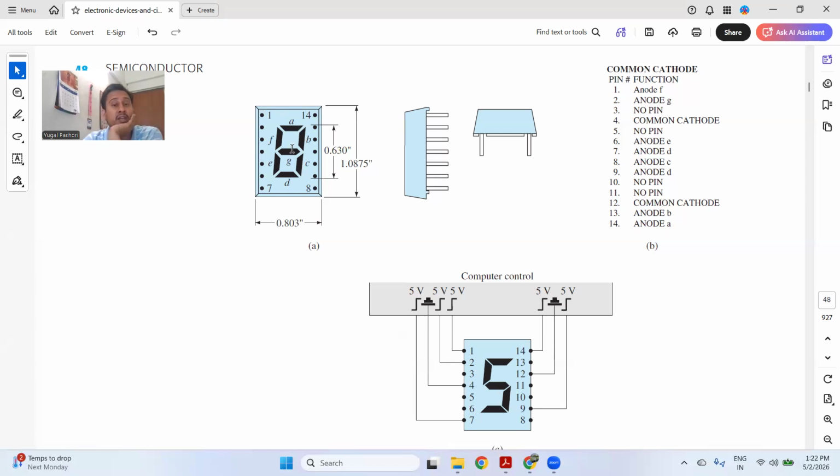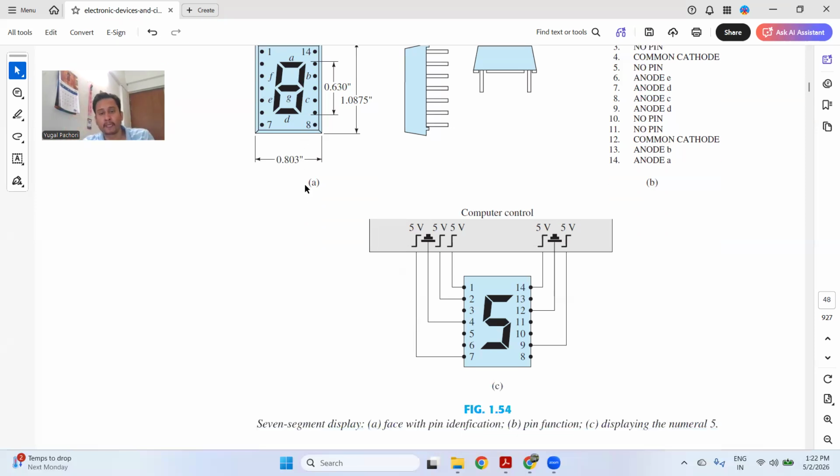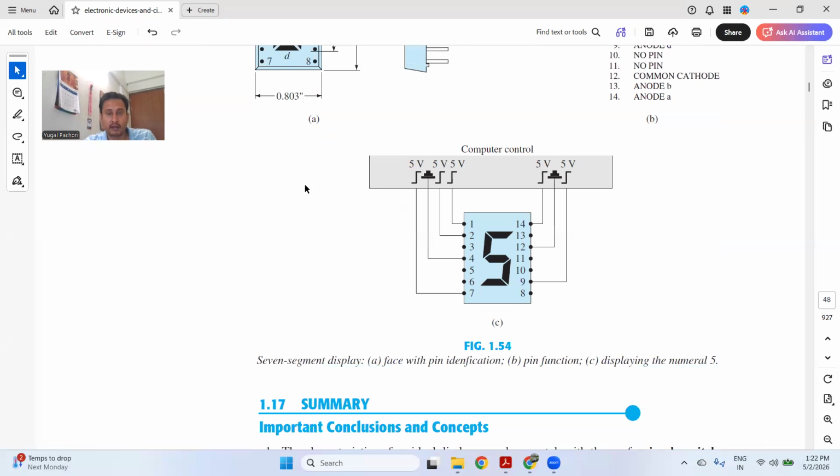So how many LEDs are there? A, B, C, D, E, F, G. So seven LEDs are there. That's why it is called the 7-segment LED display. So this is it in our discussion.